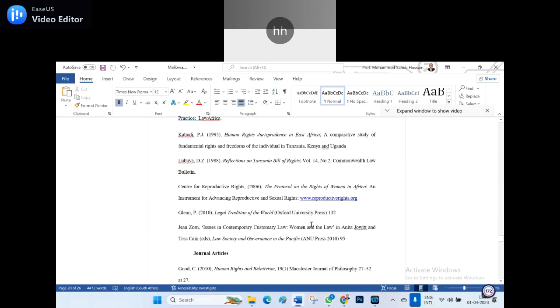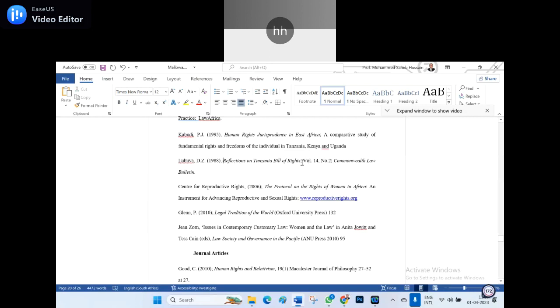Yeah, if anything that you write here, Lubawa, you wrote reflection that Tanzania Bill of Rights, volume 14, number 2, covering the definite dates is given. And the space should be given from where? Common Law Bulletin. Yeah, the Common Law Bulletin is the name of the journal. So when the name of the journal is there, it should be in italics. And the title of the article you can keep in a single inverted comma.